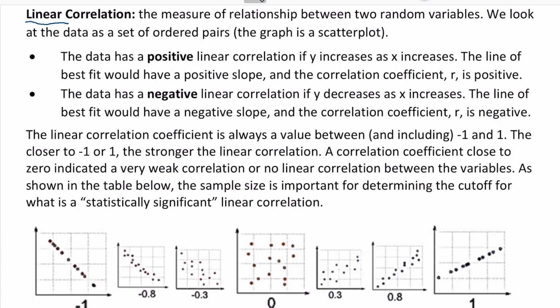And so a data set, which is a set of ordered pairs, like an X, Y, has a positive linear correlation if Y increases as X increases. So I'm talking about these pictures over here, where it slopes up. And so the line of best fit, like if I drew a line of best fit.